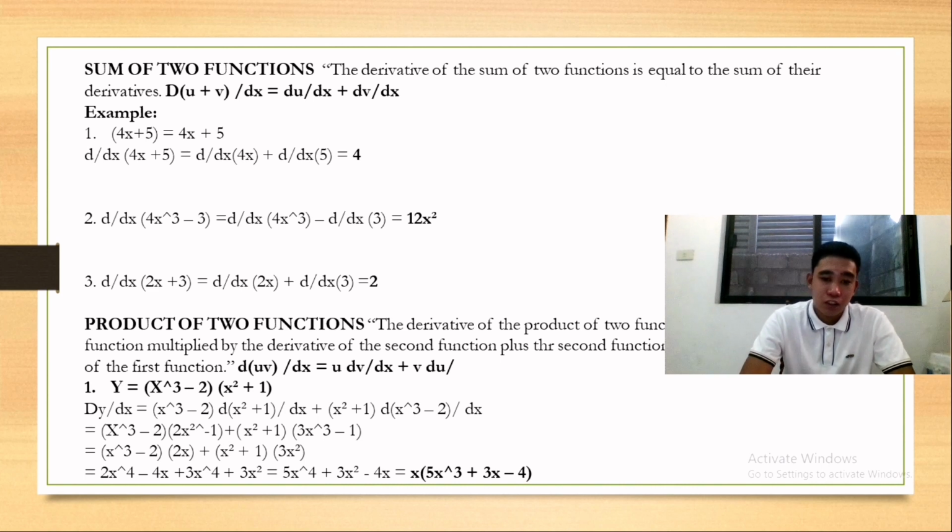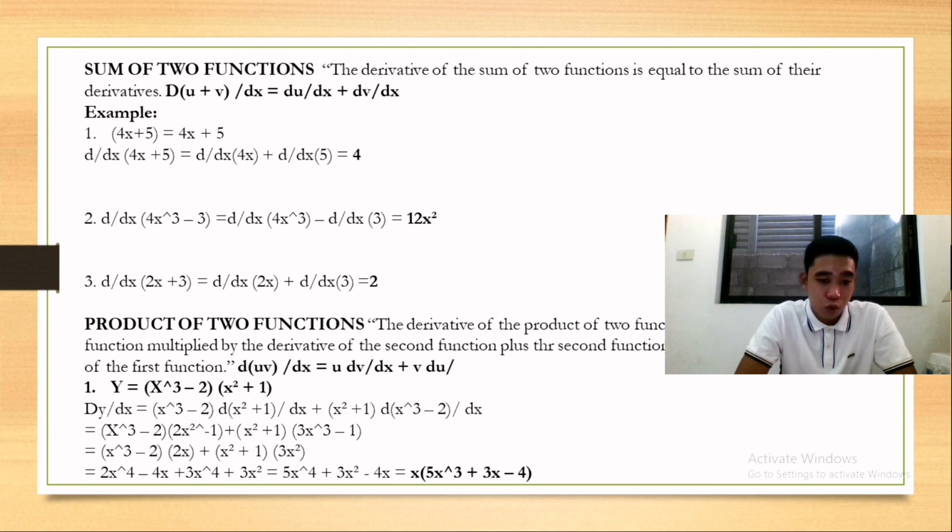Product of two functions. The derivative of the product of two functions is equal to the first function multiplied by the derivative of the second function plus the second function multiplied by the derivative of the first function. The formula for the product of two functions is d of (u v) over dx equals u dv over dx plus v du over dx.